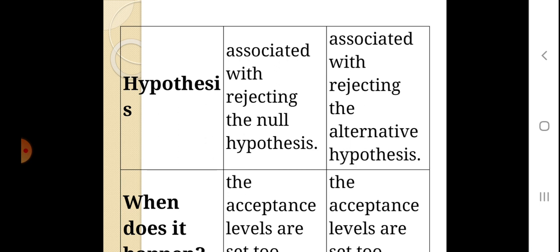rejecting the alternative hypothesis. And the last basis is that type 1 error happens when the acceptance levels are set too lenient, but type 2 error happens when the acceptance levels are set too stringent. This is the major difference between type 1 and type 2 error.